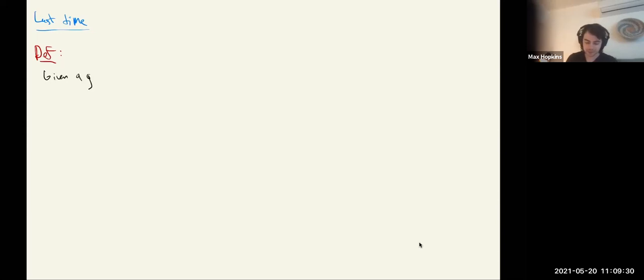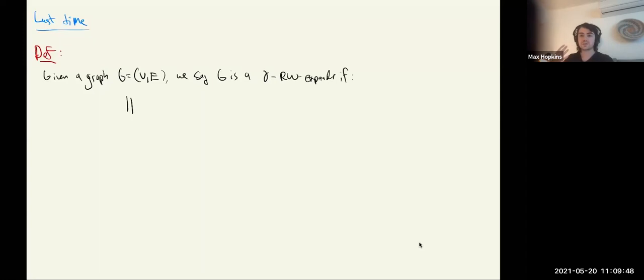So given a graph G = (V, E), we say G is a gamma random walk expander if the spectral norm, the largest eigenvalue in absolute value, of the non-lazy upper walk, also called the normalized adjacency matrix when you're on a graph, minus the lower walk, U_0 D_1, which is also equal to 1 over n times J on a graph, is less than or equal to gamma.